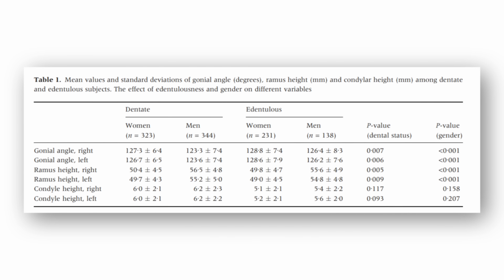From the study, ramus height changed by a millimeter for both men and women, and while this may not seem very significant, the bigger, more noticeable changes were to the gonial angle. This term will get its own episode soon, as I mentioned, but the gonial angle is the angle of the jaw at a point known as the gonion, which we'll talk about in just a second.